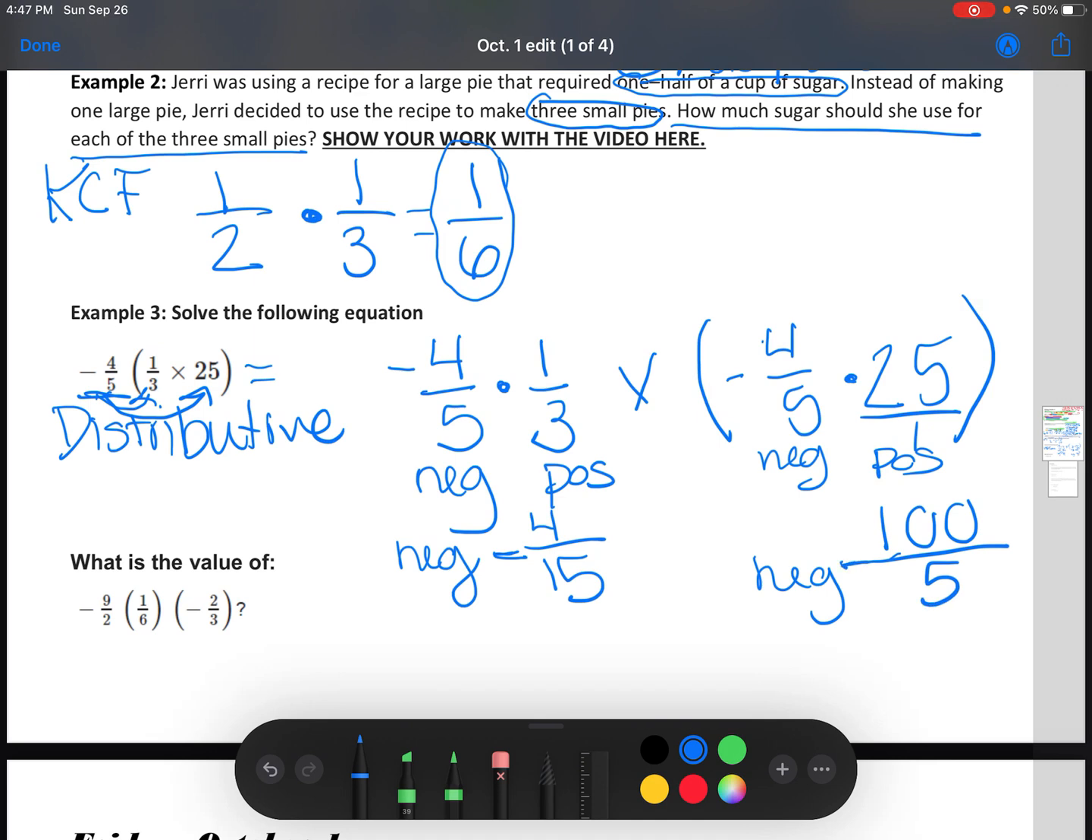So then I get a negative 100 divided by 5. Oh, I can do that. I can work that out. So 100 divided by 5 is 20, so -20 times 4 over 15. -4 over 15.